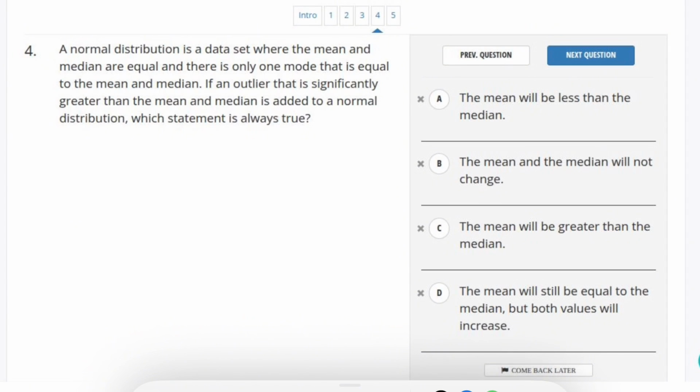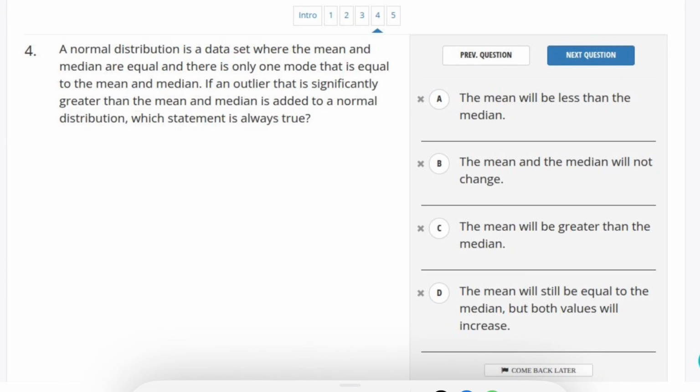So a normal distribution is a dataset where the mean and median are equal. That means if you add up all the numbers and divide by the amount of data, and the middle number are both the same thing. And there's only one mode that is equal to the mean and median. So that means the data number that is the most repeated is equal to mean and median. If an outlier that is significantly greater than the mean and median is added to a normal distribution, that means that if a data number is added that is much greater, which statement is always true?